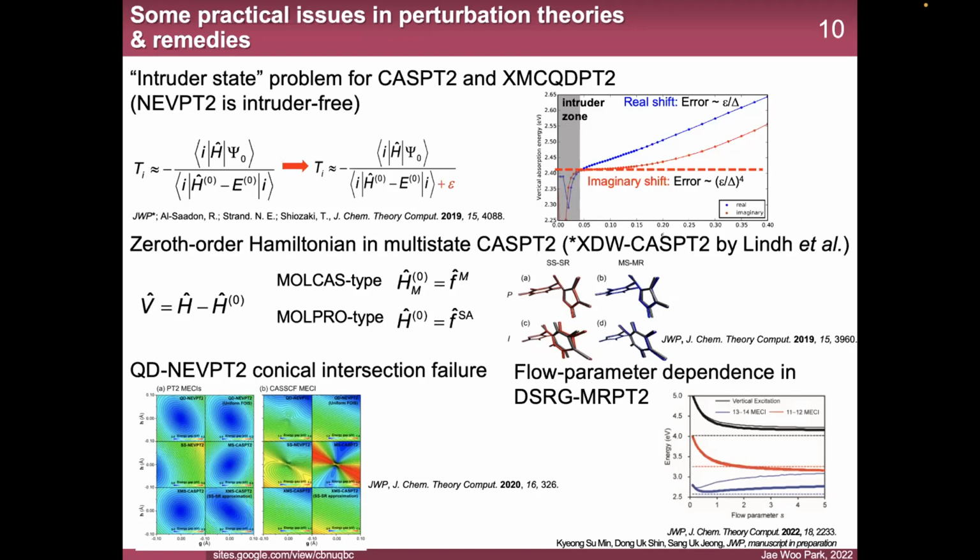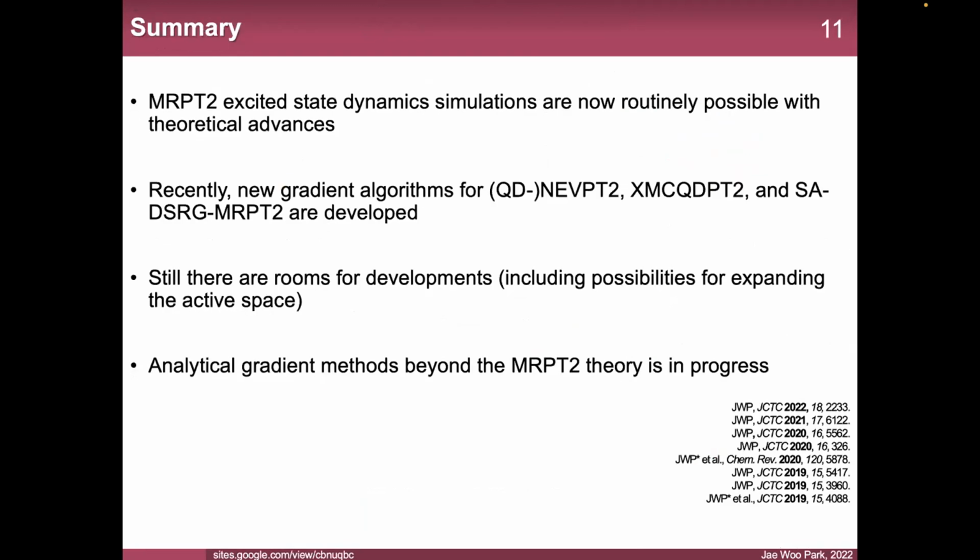And the DSRG-MRPT2 results strongly depend on the flow parameter. So the flow parameter should be chosen carefully. So that is the main issue. But the methods have pros and cons. So we should select the method carefully, and the basic parameters carefully, when doing multireference perturbation theory calculations.